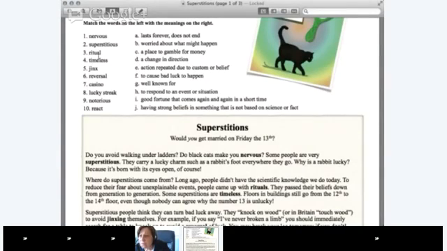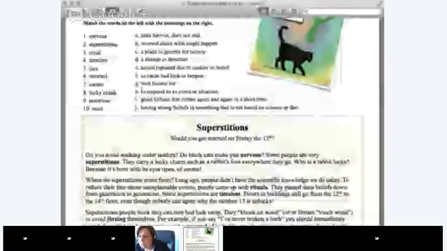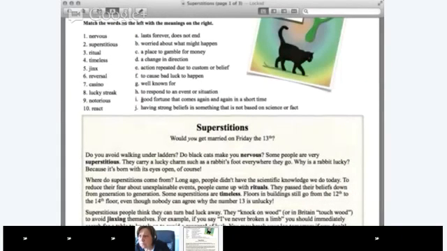What about Hatim, number 3? Ritual. I think it is action repeated due to custom or belief. Yeah, so what letter is that? It's E. Yeah, so 3 is E. Good job.